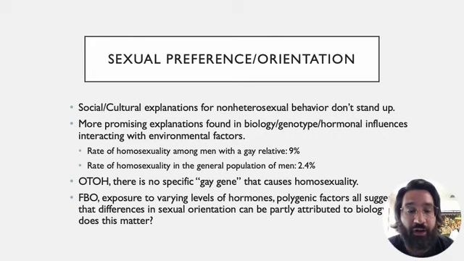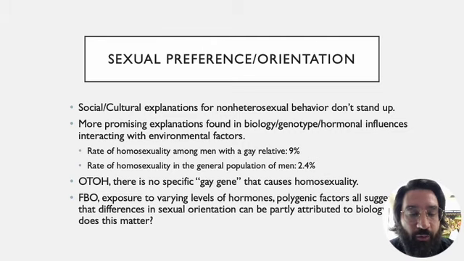So if we look, for example, at the rate of homosexuality among men who have a gay relative, it's 9%. We compare that to the rate of homosexuality in the general population of men, which is only 2.4%. So what does that suggest, right? Well, it suggests that there could be some sort of biological basis for sexual preference. In other words, that this may be something that's unrelated to just social or cultural experiences, that it may be related to our biological constitution.